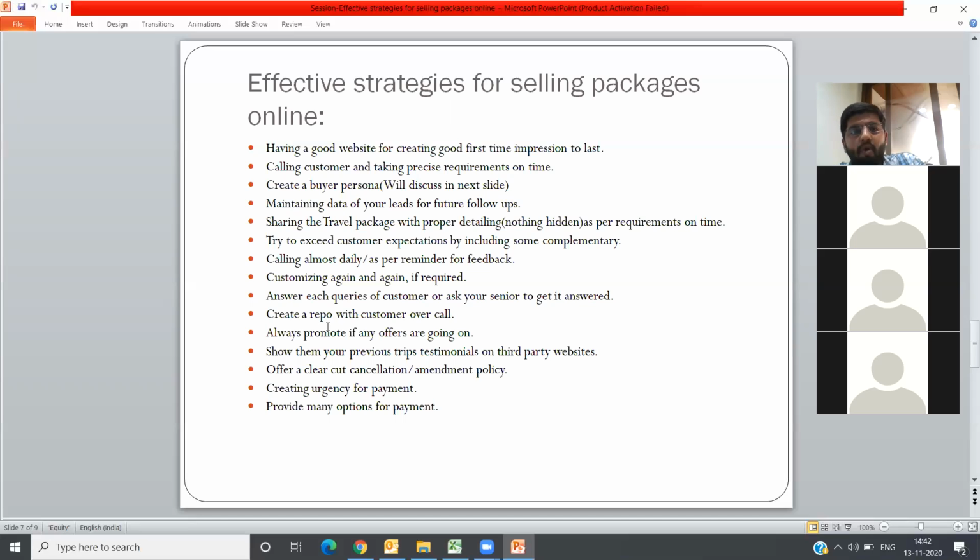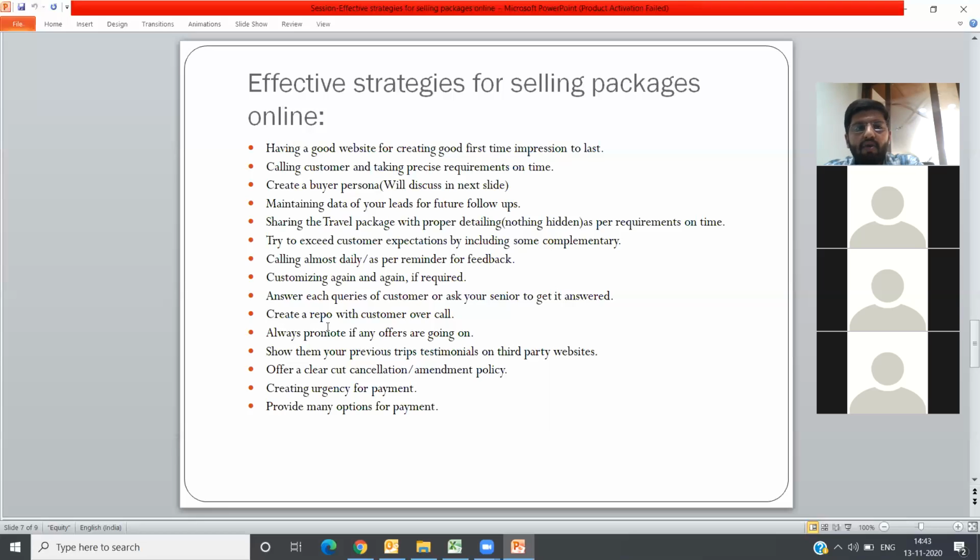Then the second step is calling the customer and taking precise requirements. Precise is the key word here. It shouldn't be vague, like the customer requires 4 nights 5 days, and you are not aware whether they want 3-star or 4-star or what kind of destination they want to visit. You should first have clear-cut requirements on the table. It shouldn't be that you don't clearly remember what the customer has said. If you are not following these steps religiously, you will be missing out on conversion. That is for sure.